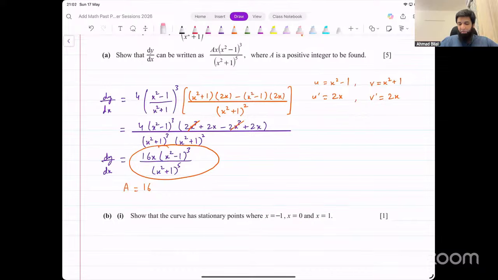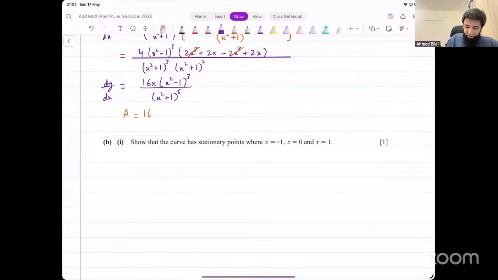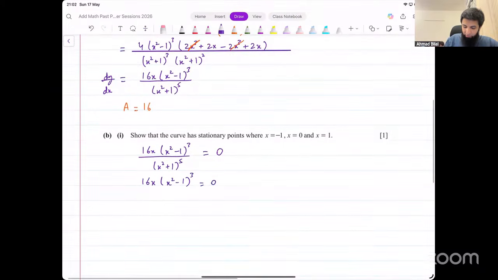It's a 1-mark question. How do we do this? Just put the derivative equal to 0: 16x into x square minus 1 whole cube, divided by x square plus 1 whole raised to power 5, equated to 0. What do we get from this? The denominator gets multiplied by 0 on the other side, and we are just left with 16x into x square minus 1 whole cube. That is equal to 0.